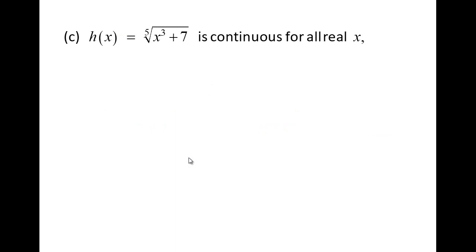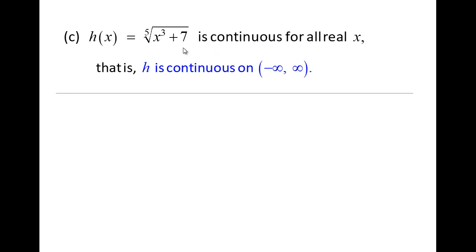h of x is the fifth root of x cubed plus 7. Once again, this is an odd root, so an odd root function is continuous wherever the quantity inside the root is continuous, and the quantity inside the root is a polynomial, so it's continuous everywhere. So the odd root here would be continuous for all values of x. So it's continuous on the interval from negative infinity to infinity.